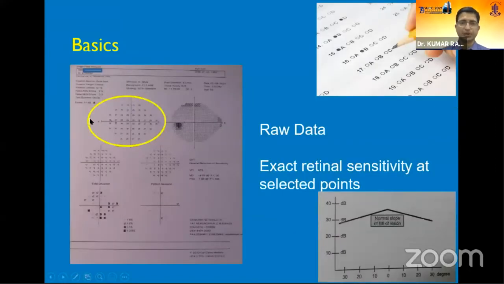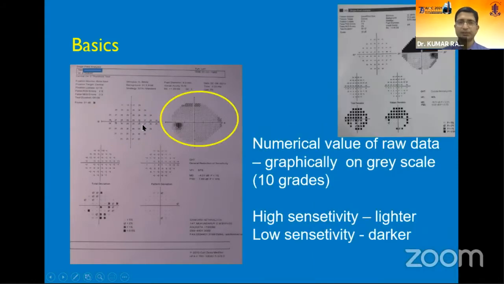Now, coming to the raw data, these are the exact retinal sensitivity points, what exactly the patient has performed. Based on these points, the computer gives us a grayscale reading, which helps us in educating the patient regarding his problem. In neurological fields, it is quite helpful to know the exact altitudinal defect or if there's a vertical field defect.